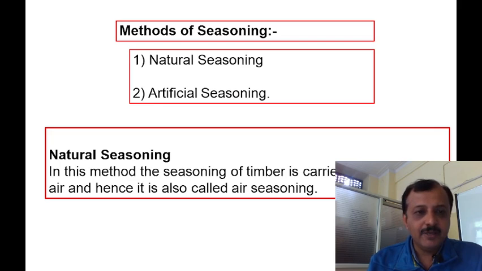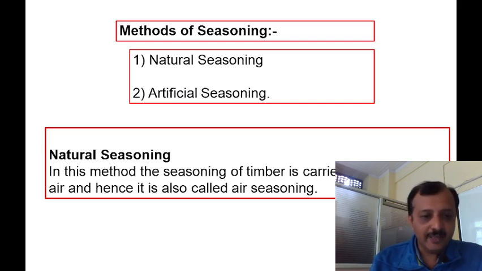The seasoning of timber, we are going to classify into two types. One is natural seasoning of timber, the other one is artificial seasoning of timber. What is natural seasoning of timber? In this method, the seasoning of timber is carried out by natural air, and hence this method is called air seasoning. We use the dry air present in the atmosphere for seasoning of timber. This type of seasoning we call natural seasoning.